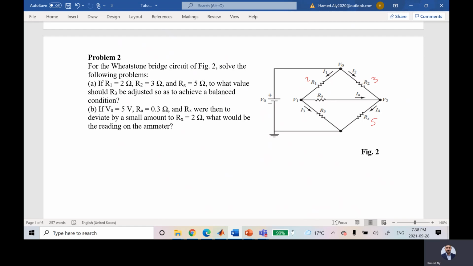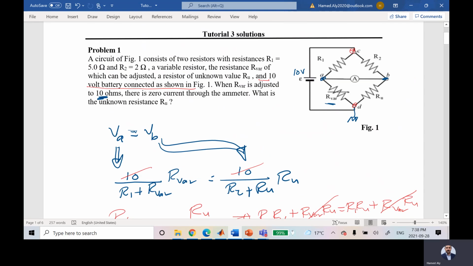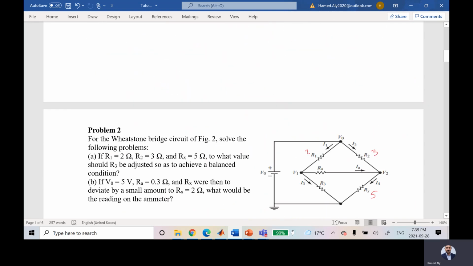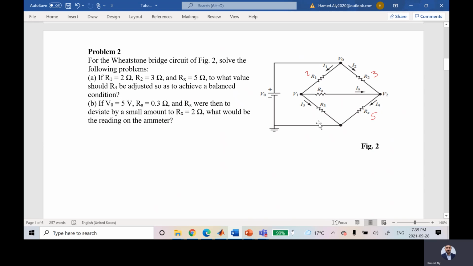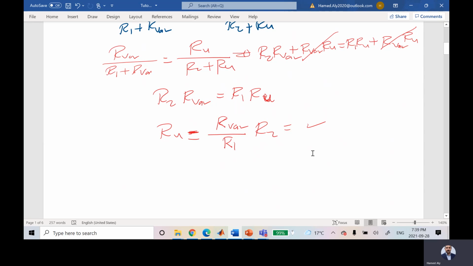I think I can use the results that I got from this one, because it's similar to this one, to calculate the value of R3. So for part A, R3 is equal to R1 times Rx over R2. And if you try to substitute, it will give you 1.5 ohms, based on the identity that I have already derived here.